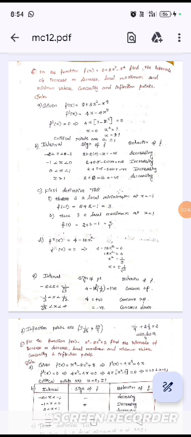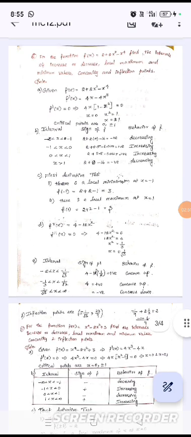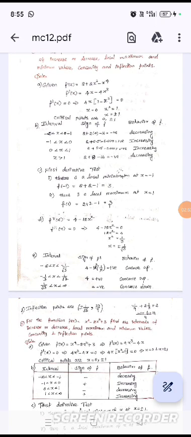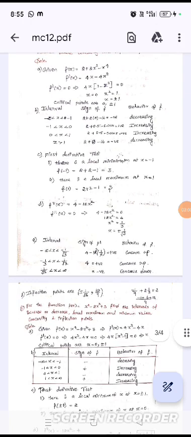Next step is f dash of x equal to 0. For 4x minus 4x cube, we take common value 4x into 1 minus x squared equal to 0. So x equal to 0. Next, x squared equal to 1, x equal to plus or minus 1. Here our critical points are 0 and plus or minus 1. Next we find intervals. We divide into 4 intervals: minus infinity to minus 1, minus 1 to 0, 0 to 1, and 1 to infinity.